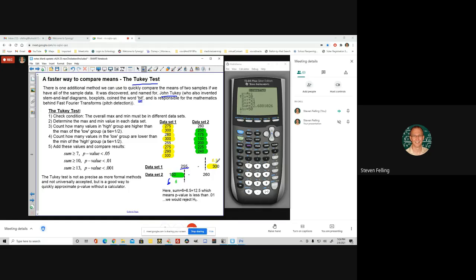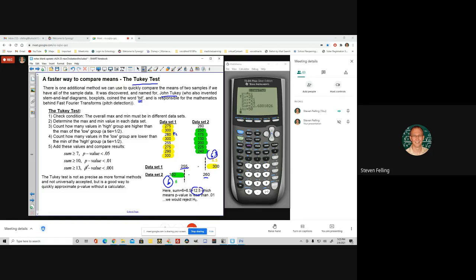And then you do the same thing on the other side. You say, okay, the highest value in this is 260. So how many data values stick out above that in the other data set? So how many are above 260? That one's right at it, so if you have one that's right on the boundary, you count it as a half. So I have 1, 2, 3, 4, 5, 6.5 pieces of data sticking out here. And then you just add those two numbers up and get 12.5.